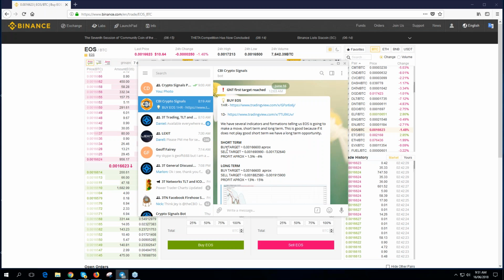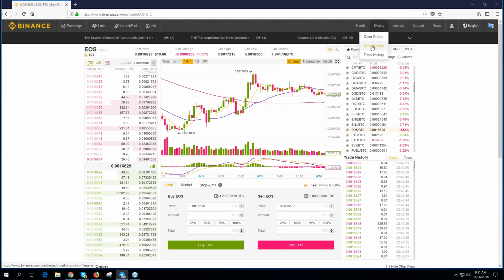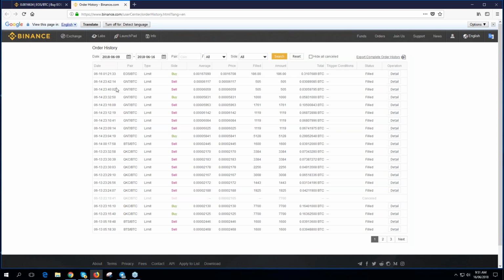So let's do a short term trade. The buy target, as you can see here, is 16660, and the sell is 1690990. And let's have a look just here. I'll show you the order history. Let's open that up. I'll show you I already went in. You can see here buy EOS, right? And I bought it at 16709.